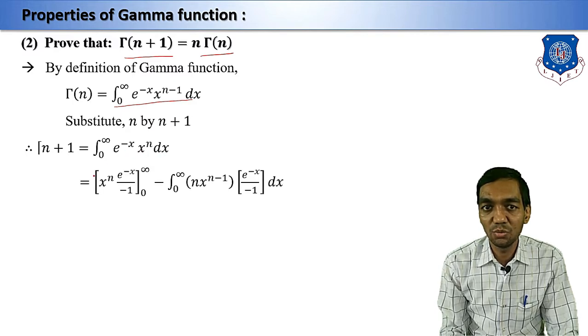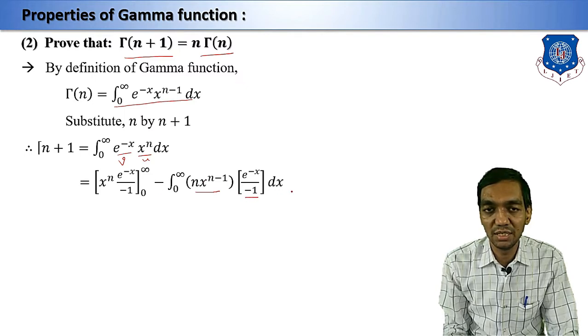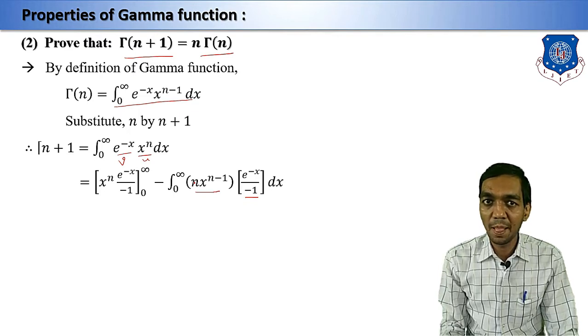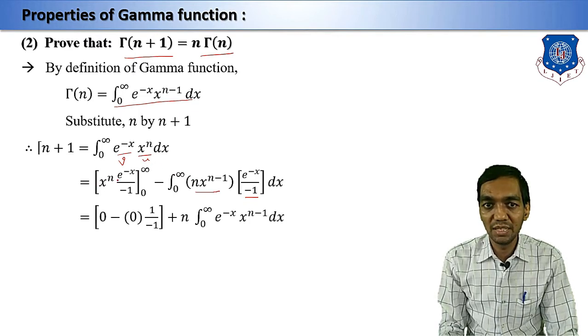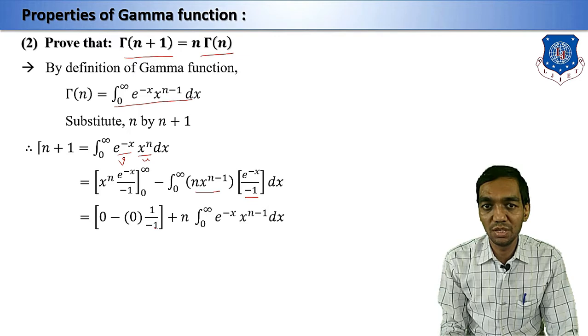To integrate, we use integration by parts. Take x raised to n as u and e raised to minus x as v. U as it is, the integral of v is e raised to minus x upon minus 1, with limit from 0 to infinity, minus the integral of the derivative of x raised to n, which is n into x raised to n minus 1, and the integral e raised to minus x upon minus 1 as it is, with limit from 0 to infinity dx. This is simple integration by parts. Putting in the limits, e raised to minus infinity is 0, minus, substituting 0, 0 into 1 is 0. So this term is 0.